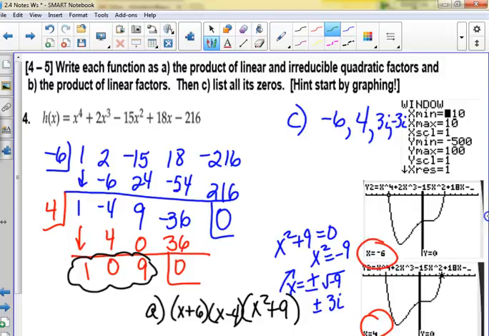Anybody ready to tackle part B? Are you lost or you're... Okay. Part B is not as bad as it seems. You just have to list it as linear factors. So you have to factor this, even though it seems like it doesn't factor. If we look up here, it's going to factor x plus 6, x minus 4, and what are the other two? Yes, 3i and minus 3i.